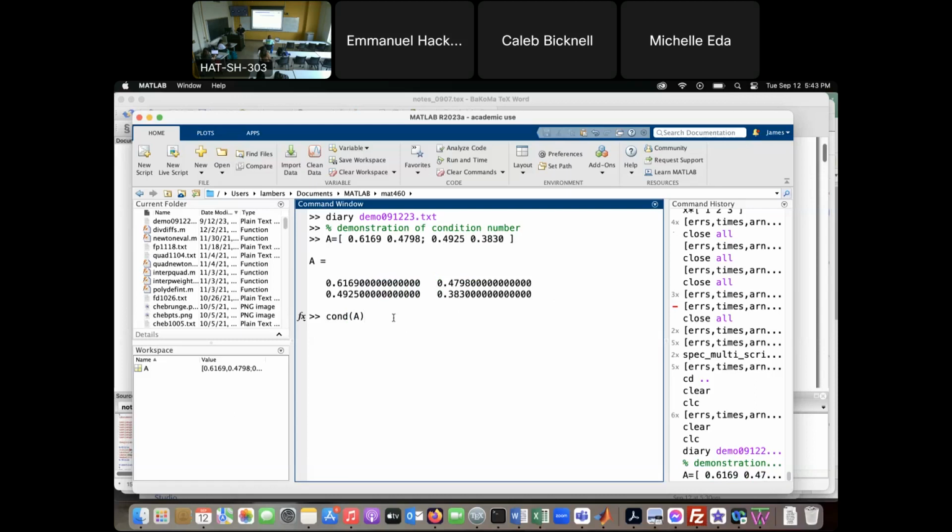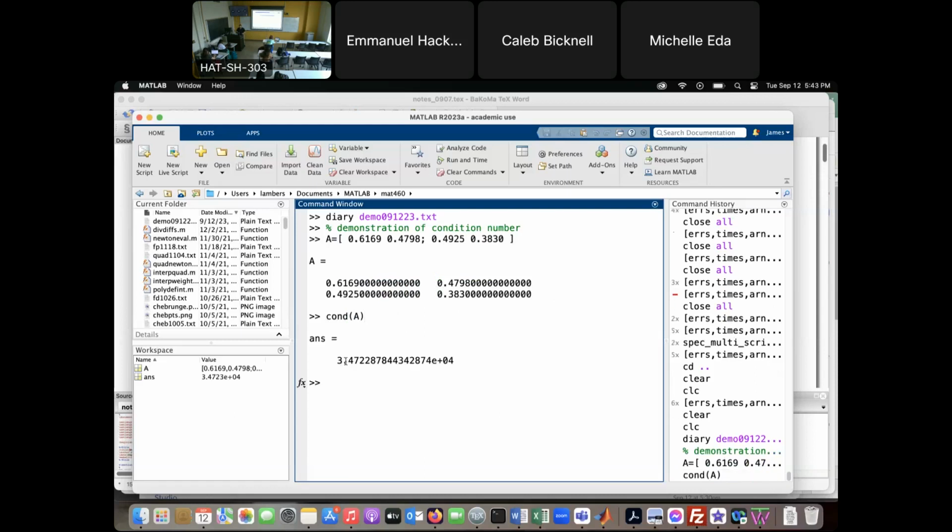So for this matrix, it's a bit large. That's not how mine turned out. Are you sure? Maybe something was typed wrong. Or you have format short. Oh yeah, I have format long. So that's the only difference. So the condition number of this matrix is like 34,000 something.